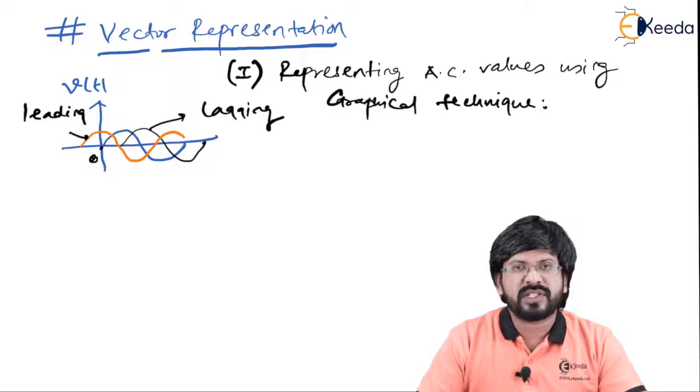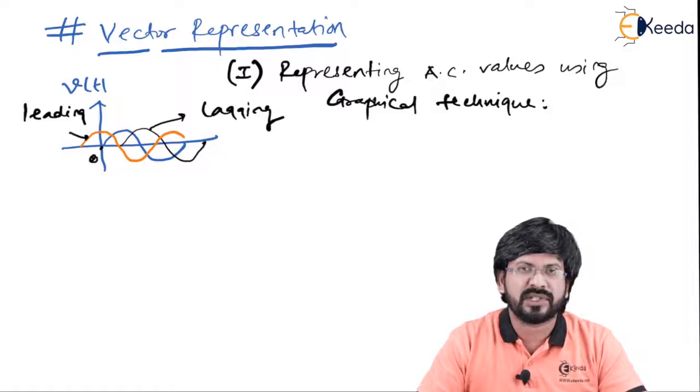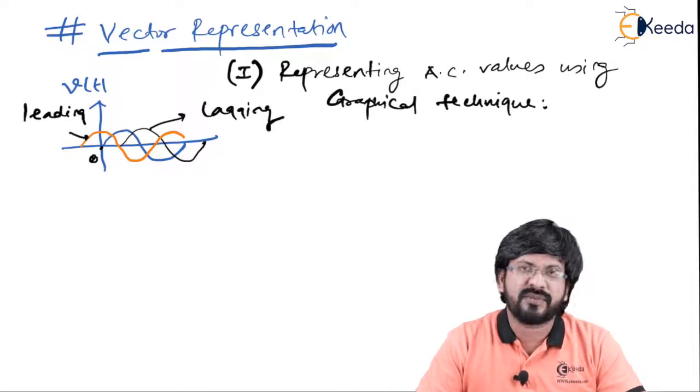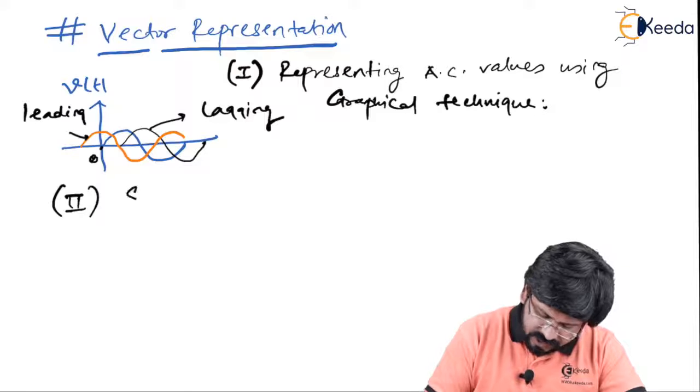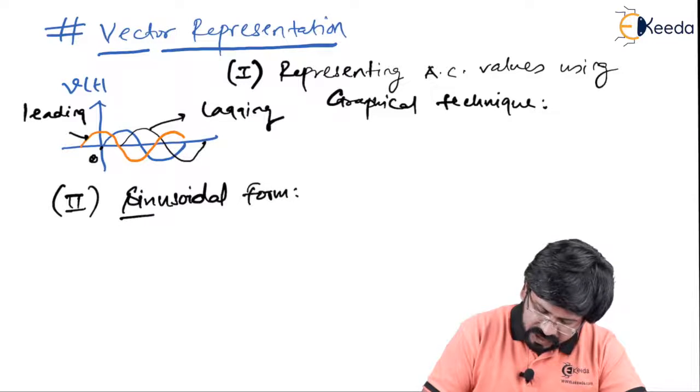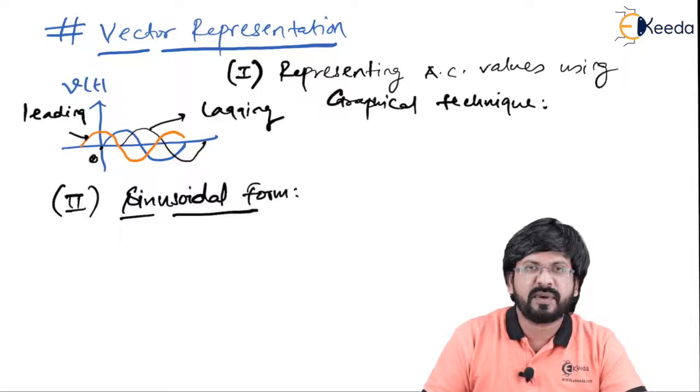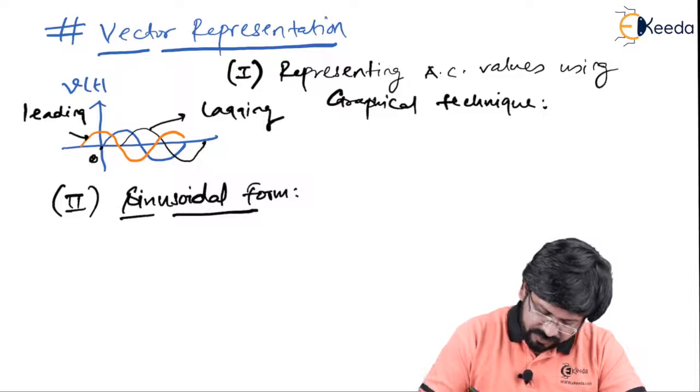When it comes to processing or mathematics, this graphical representation is not okay for us. We need a particular representation in terms of mathematics. For that, we have various forms. We will see what those are. The second form is called sinusoidal form. The first form we have already seen as a graphical form. The second form I am going to show you is the sinusoidal form.